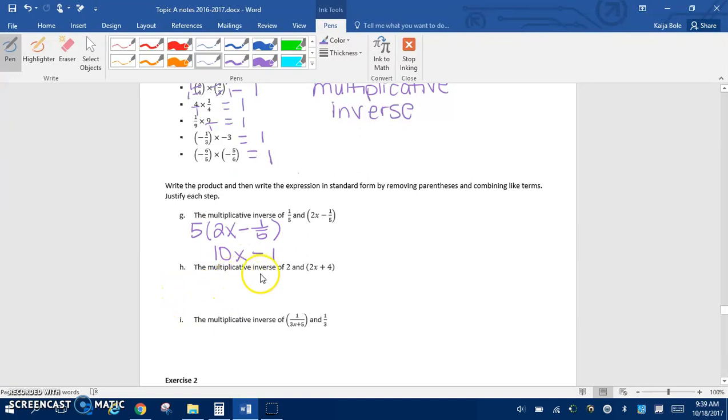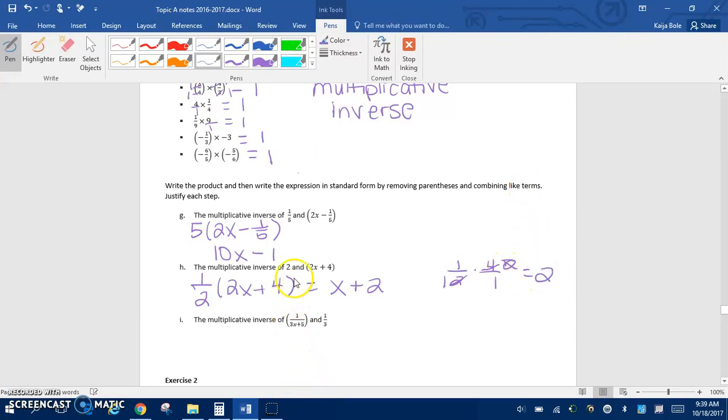Alright, part H says the multiplicative inverse of 2 and the quantity 2x plus 4. So the multiplicative inverse of 2 is just 1/2. And then we're going to multiply times 2x plus 4. So if we distribute that 1/2, 1/2 times 2x would just be x, and then 1/2 times 4 would just give us a plus 2. Alright, if you need to see that off to the side, 1/2 times 4/1, we cross divide, we get a 1 and a 2, so we would just get 2.